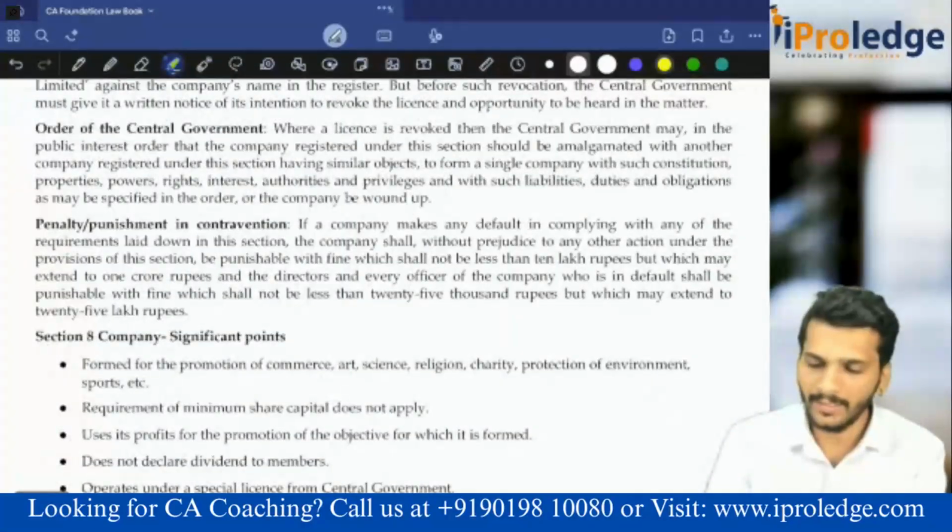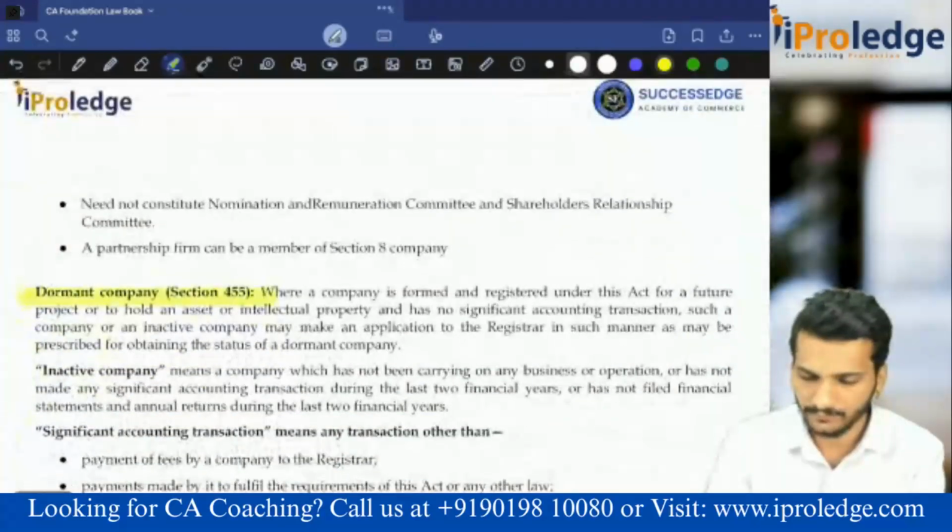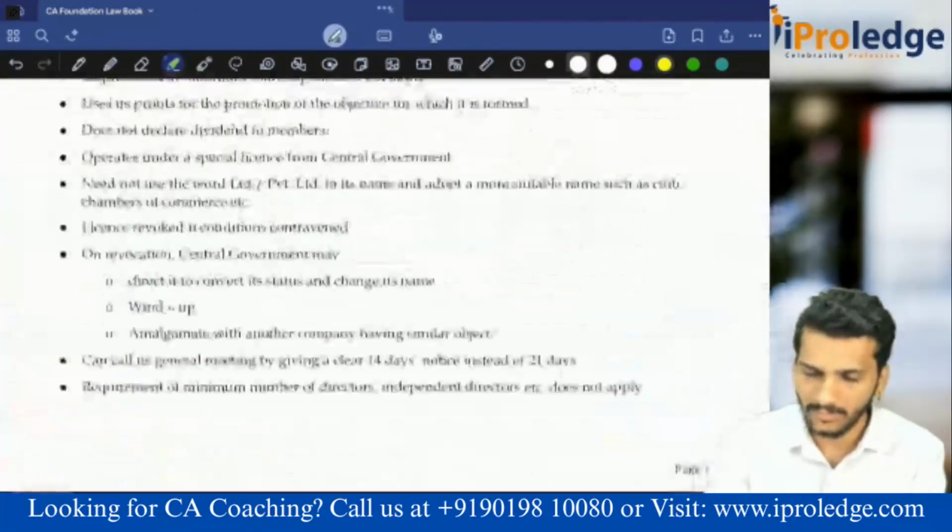And if it is not compliant, then there is some penalty. You can go through the penalty. 1 lakh rupees, 10 lakh rupees, it is there. That's it. You can see there.